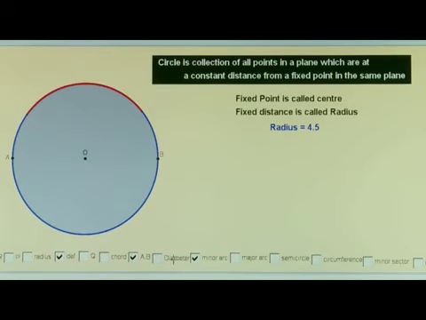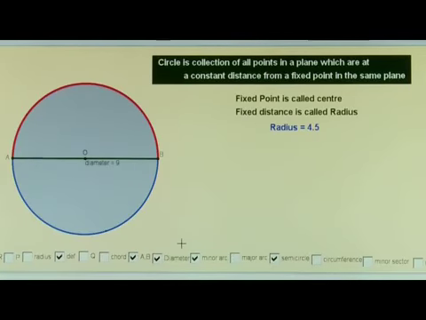Observe this red portion in the circle. This red portion of the circle is known as an arc. See, the diameter divides the circle into 2 parts, and this red portion is less than the half part of the circle. This is known as a minor arc, and the portion of the circle which is more than the half of the circle, shown by green color, that is known as a major arc.